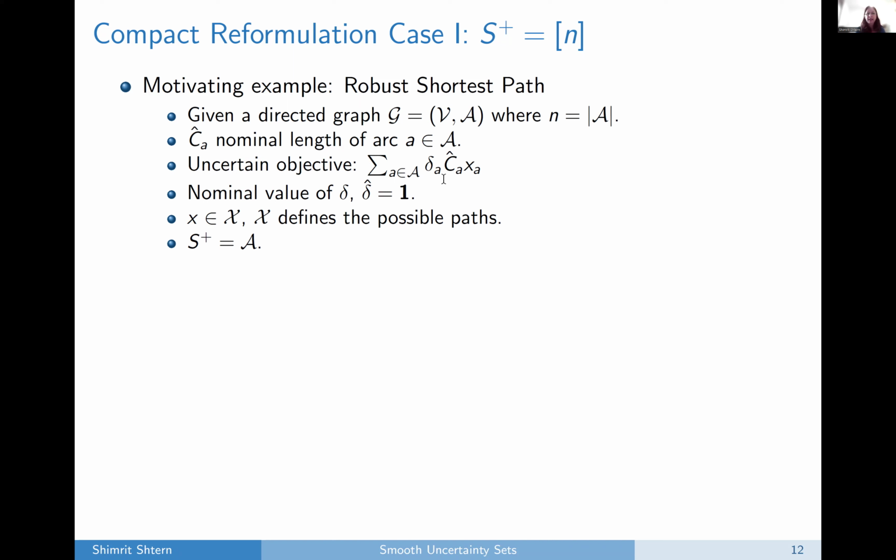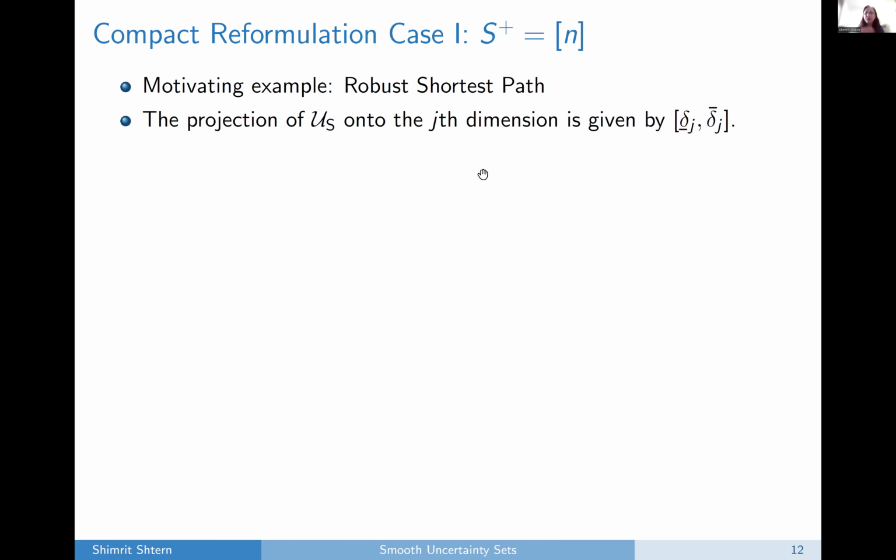And the set X here, we don't have a Y here, but the set X here denotes all possible paths from the source node to the destination node. And here, if we look at the coefficients of delta A, it's CA times XA. XA is binary, it's either 0 or 1, and CA is a length, so it's non-negative. So of course, all the coefficients are non-negative. So this is an example where we have this kind of structure of a constraint. Here it's the objective, but we know that objective and constraints in robust optimization can be treated similarly.